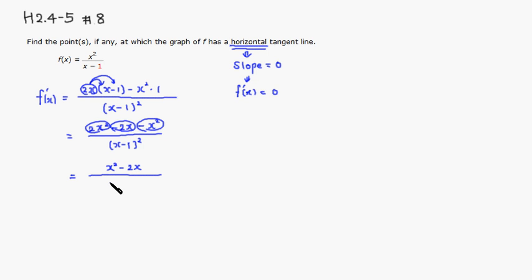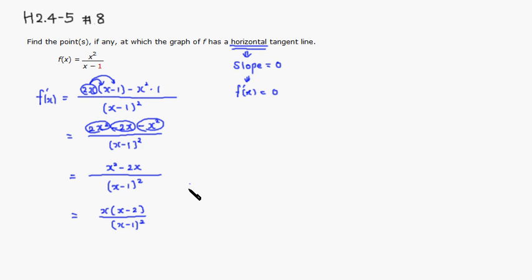Then you have x minus 1 squared. On top we can actually factor out x, because both of these terms have x in them. So x times quantity x minus 2 over quantity x minus 1 squared.